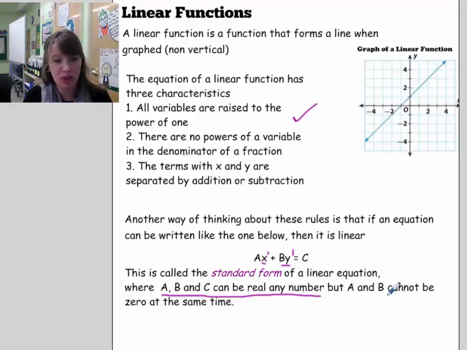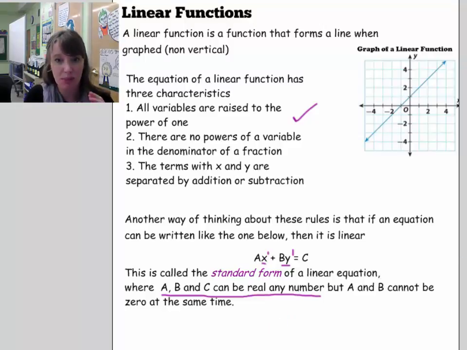The only specification is that a, b, and c are any real numbers, so that's irrational or rational numbers. They could be pi, they could be the square root of 2, it doesn't matter, as long as they're not imaginary numbers. But a and b can't at the same time be 0. A could be 0 separately, b could be 0 separately, but they cannot be 0 at the same time. This is a linear equation, all right?